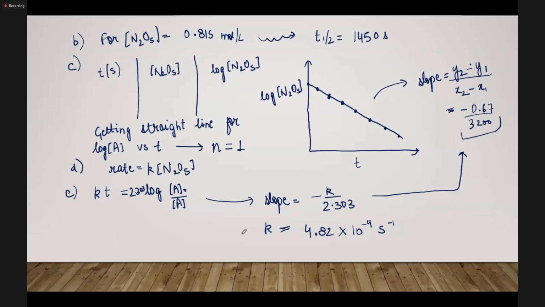ठीक है, so this is the value of k. Now the last part says that you want to find out the half life, and you know that half life for the first order reaction can simply be found out by this formula. So 0.693 by k, and on putting the values you will get 1438 seconds.